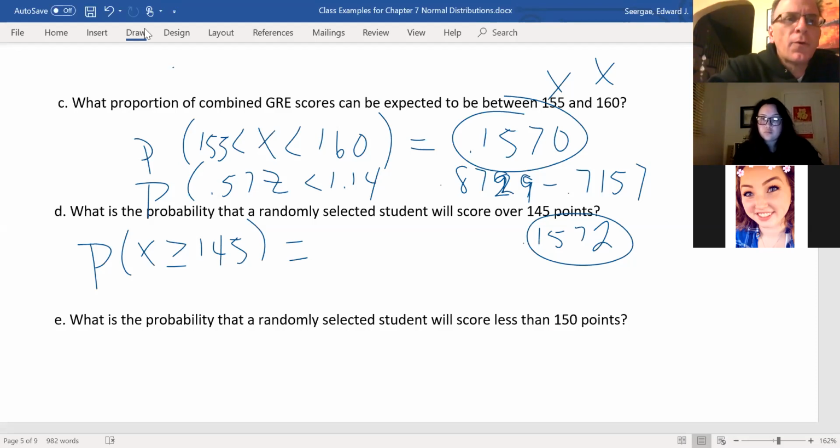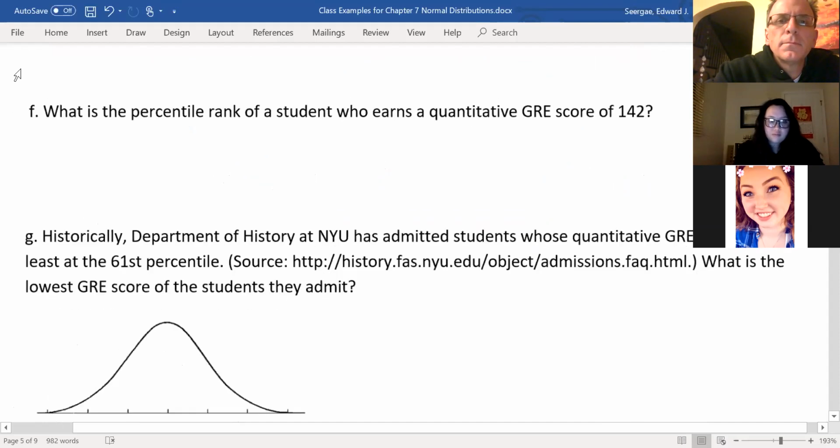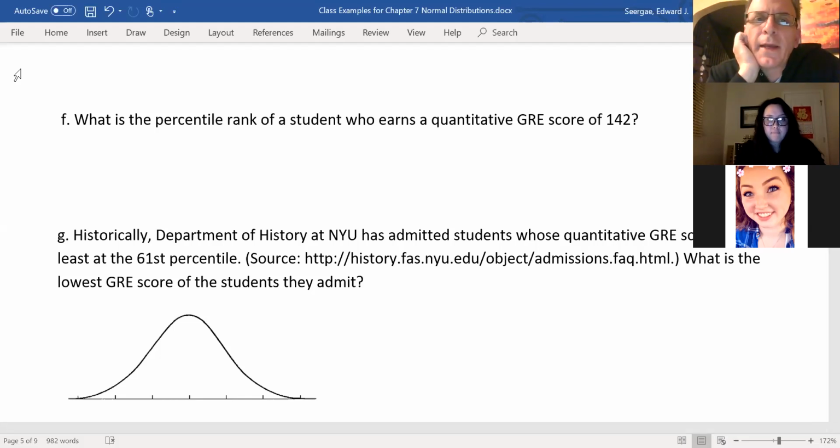All right, let's go on real quick. One last thing I want to show you. How do we work backwards? Well, we find a percentile. That's the same thing. What is the percentile rank of a student who earns a quantitative GRE score of 142?